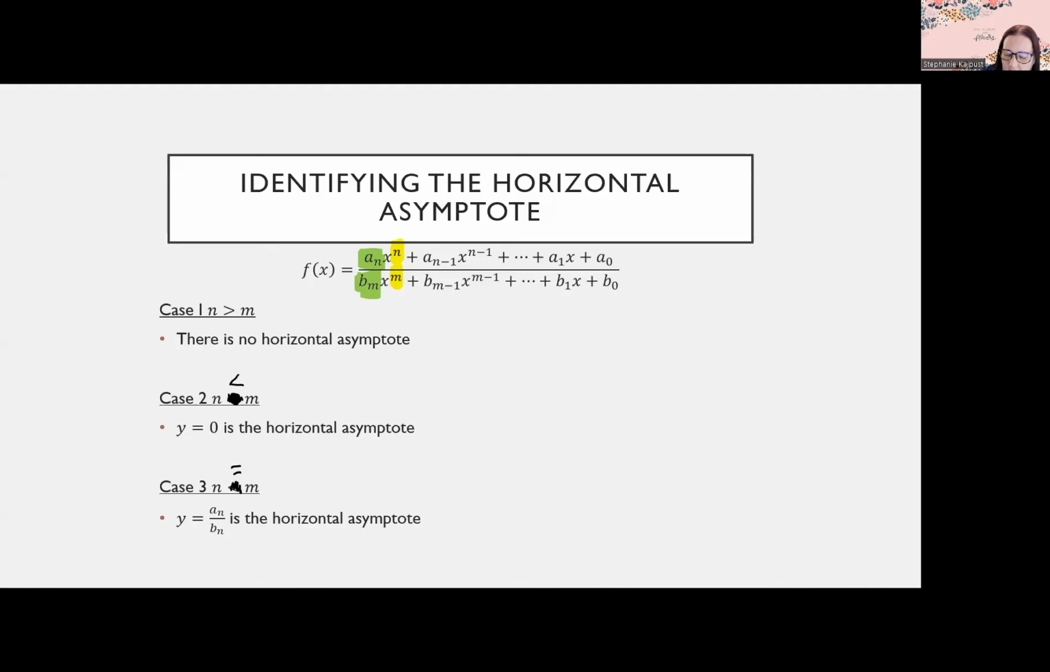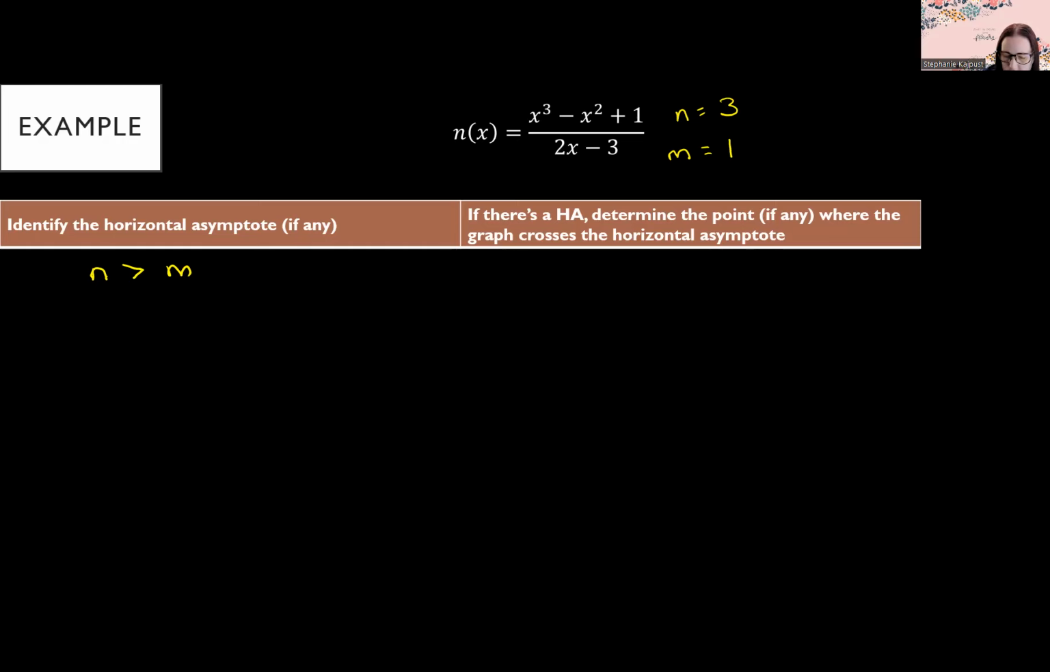So when that happens, that is case 1. There is no horizontal asymptote. So for your horizontal asymptote, you just write none. There isn't one at all. And so if there's no horizontal asymptote, there's no point that it's going to cross. So we don't have to do the thing on the right. We don't need to find out where it's crossing because there isn't one.